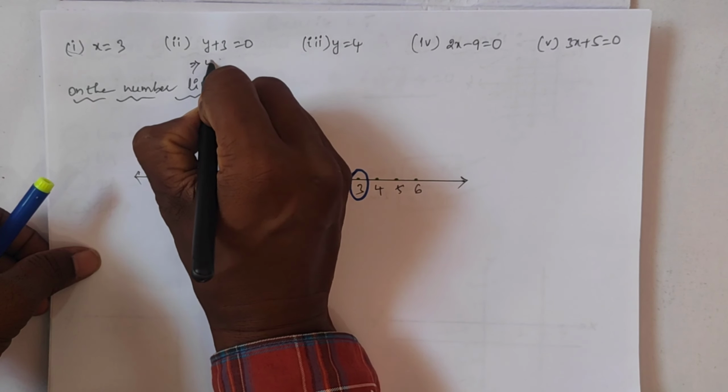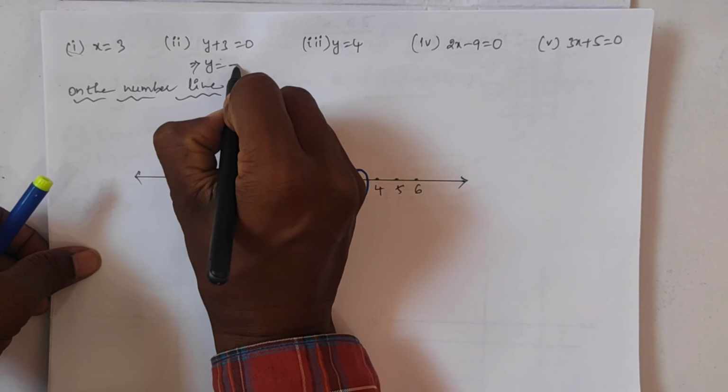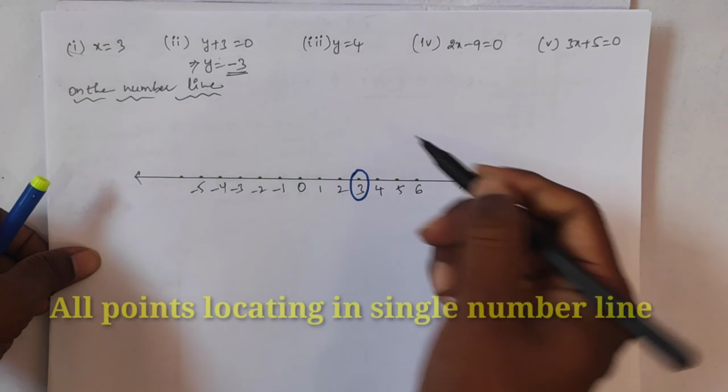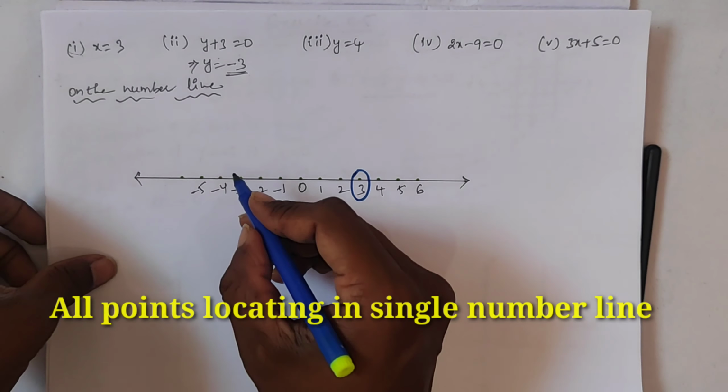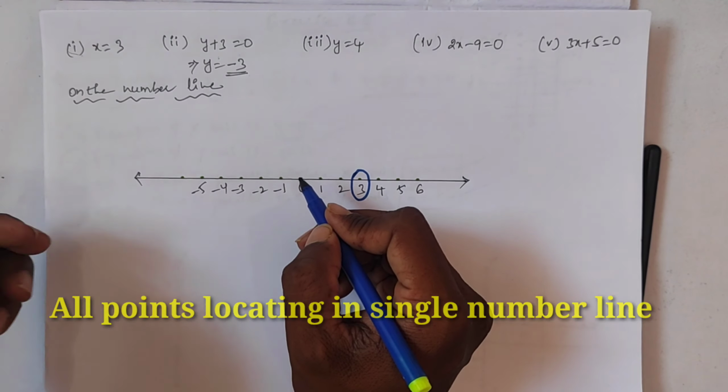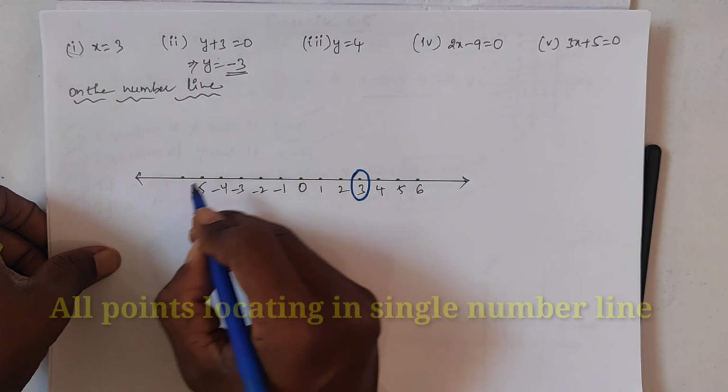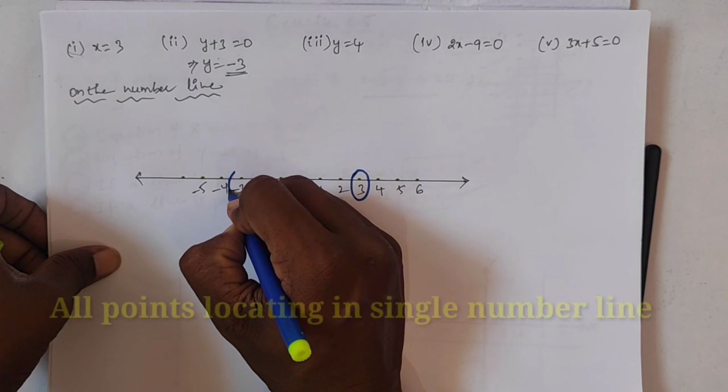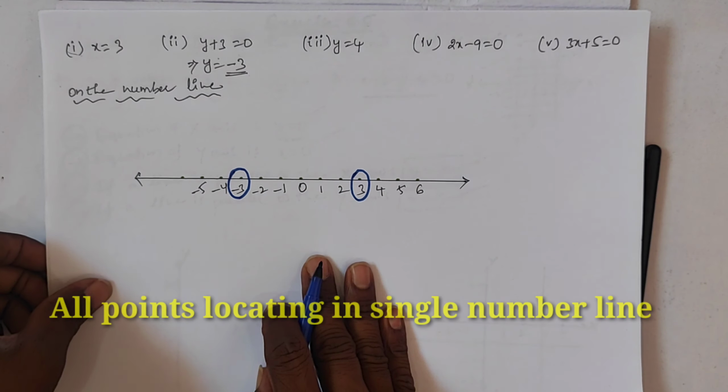Second one, y plus 3 equals 0. We can write y equals, transposing, plus 3 becomes minus 3. So y equals minus 3. It is on the left side of the number line, 3 units to the left side. Nothing but minus 3.